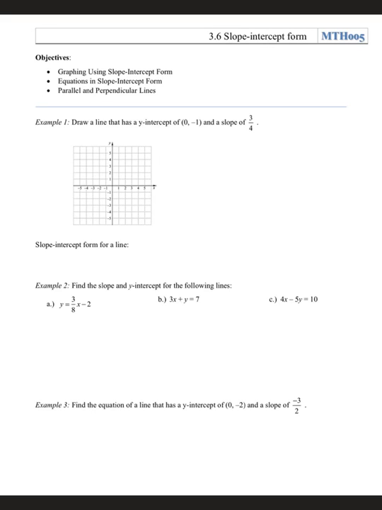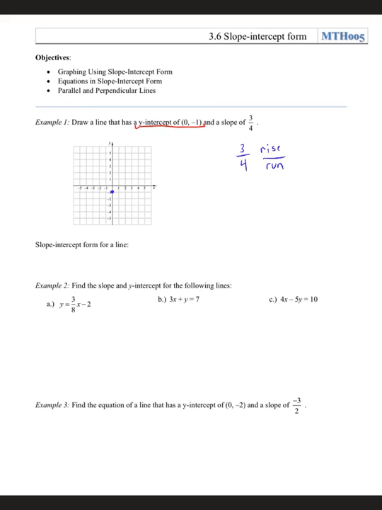The first example: draw a line that has a y-intercept of (0, -1) and a slope of 3/4. It tells us that we have a y-intercept of (0, -1). So the first thing we're going to do is plot that point (0, -1). So that's over 0, down 1. It's going to be that point right there. Now it tells us we have a slope of 3/4. Think of that as rise over run.